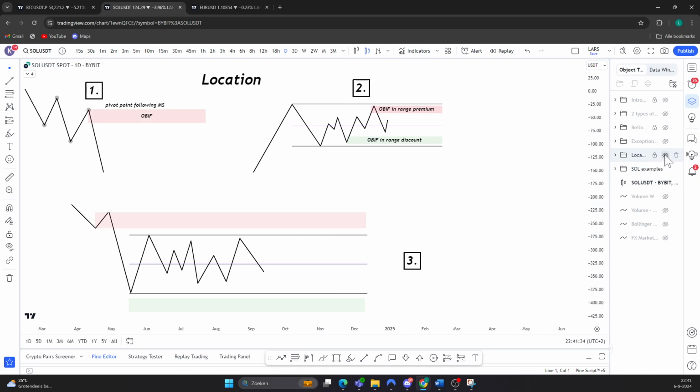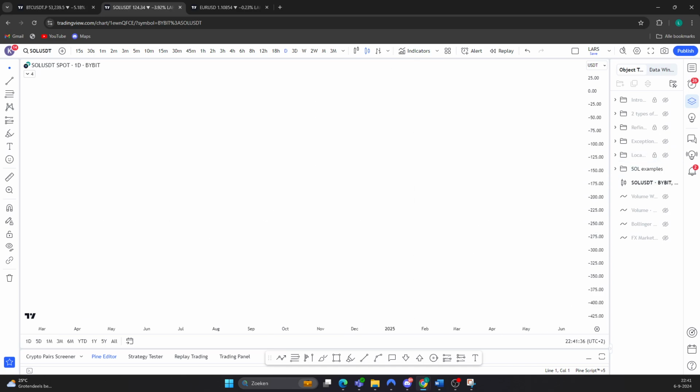So that's it for me, guys. Hope you guys understand order blocks now. Very simple, just one candle with an inefficiency, or structure supply, structure demand, multiple candles with an inefficiency, always using that inefficiency.